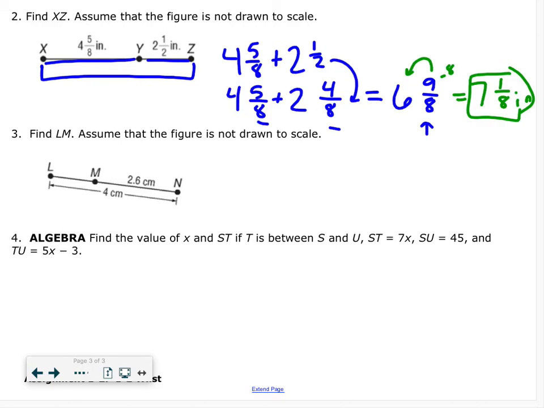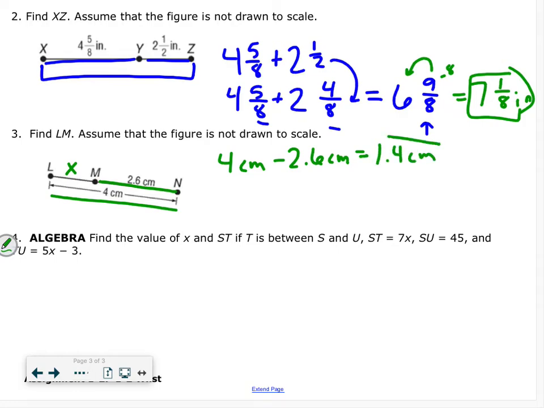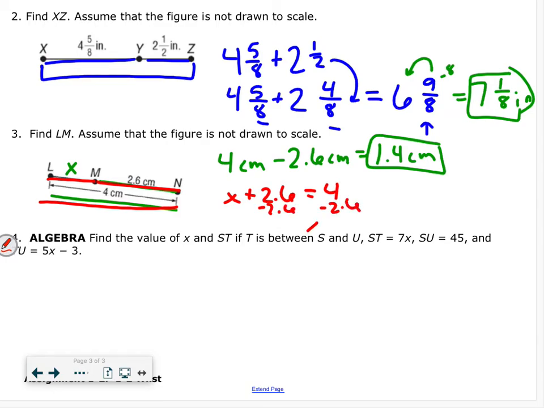Number 3, they give us the entire length and then a short length. We have to find this part. So there's 2 different ways we could do this. One of them we could just subtract. We could take the long length minus 2.6, and that would give us the 1.4 centimeters. The other way is that we could set up an equation. We could say x plus 2.6 equals the entire length, which is 4. You're going to subtract 2.6 from both sides, and again, you'll get the same answer either way. So 2 different ways to do that one.